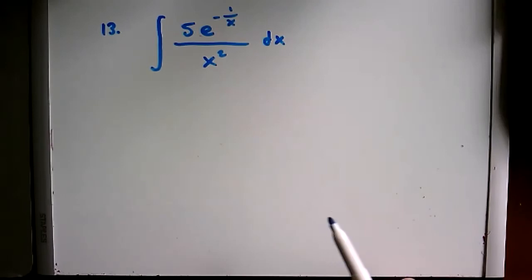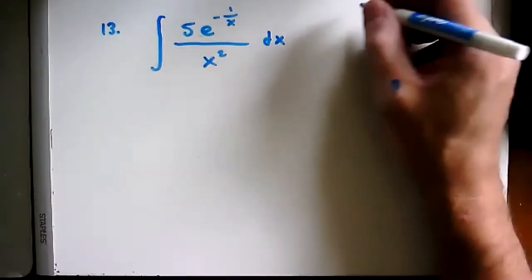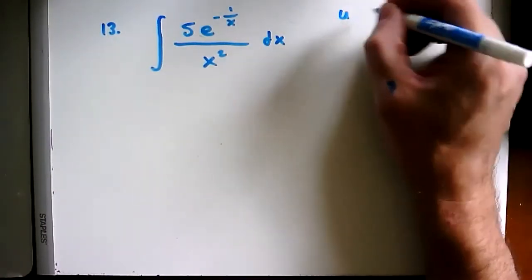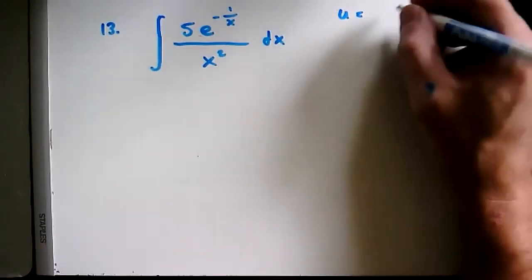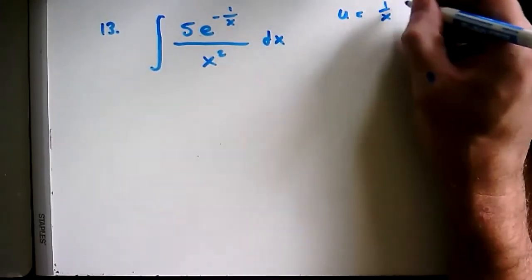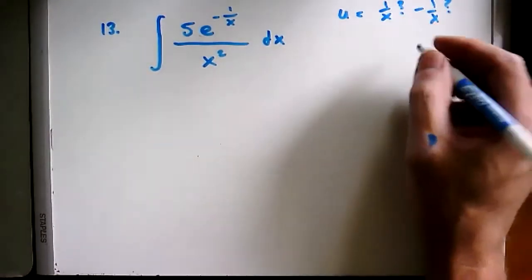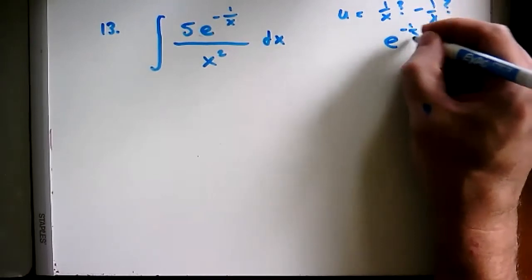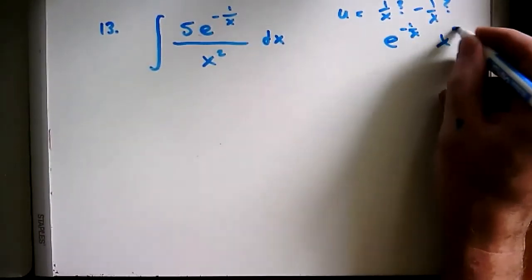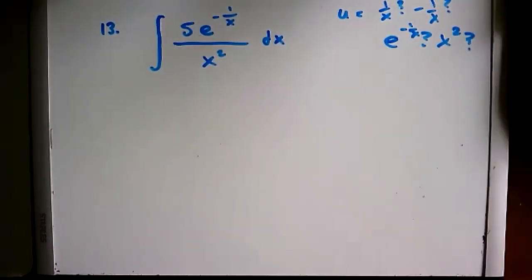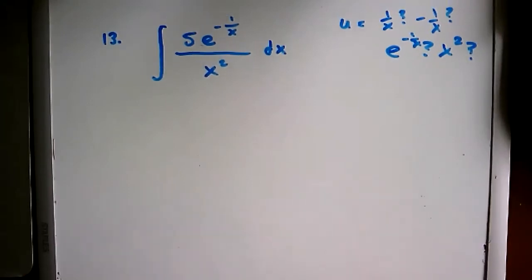And I think what makes this challenging is there's just a lot going on here. So we know we're going to make a u-substitution, but what could it be? Could it be 1 over x? Could it be negative 1 over x? Could it be e to the negative 1 over x? Could it be x squared? All of these are possibilities. And if you were to test all of these out, I actually think 2 out of the 4 would work fine here. I think there's a couple things that might make this problem a little bit easier.